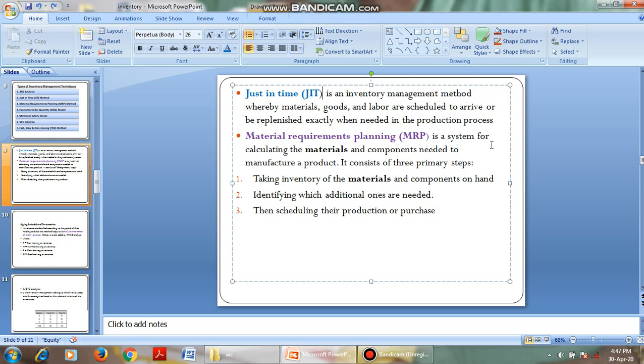It is a system for calculating materials and components needed to manufacture a product. It consists of 3 primary steps. First one is taking the material or components in hand, identifying which additional elements are required, and then scheduling their production or purchase. It simply says that it is calculating the materials and components needed to manufacture the product. That is, we will calculate how many raw materials are required for this production. Only that much raw material we will purchase. That is called material requirements planning.